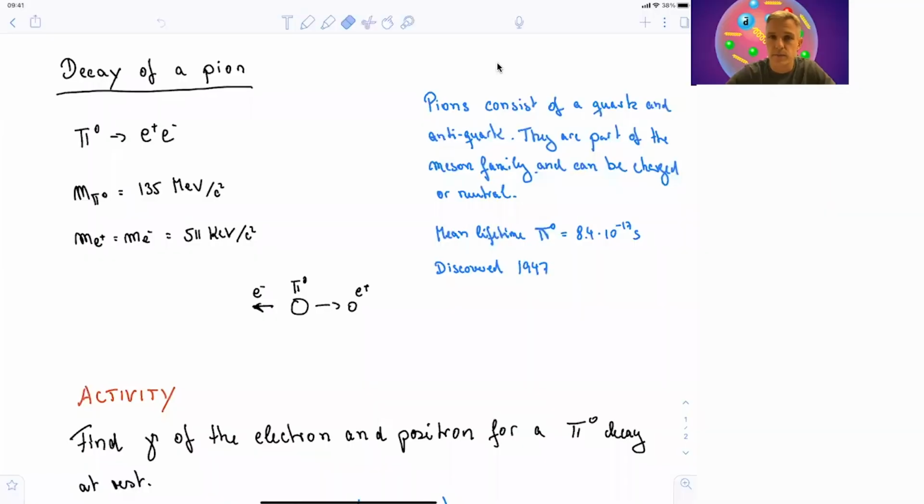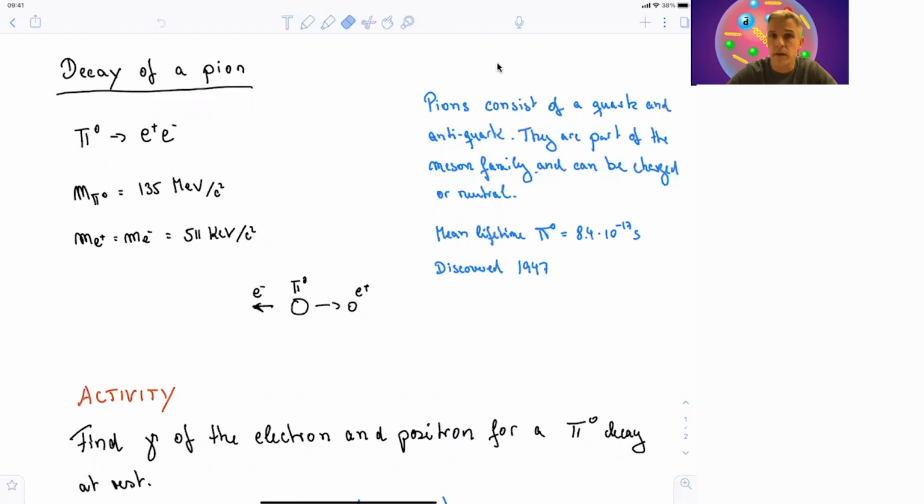Welcome back to A20 Special Relativity. In this section, we want to study the decay of a particle, in this case, the decay of a pion. The pion is a particle which consists of quarks and anti-quarks, which are bound together by gluons. They are part of a family of particles which are called mesons, and they can be charged and neutral. So we have positively charged, negatively charged, and neutral pions.